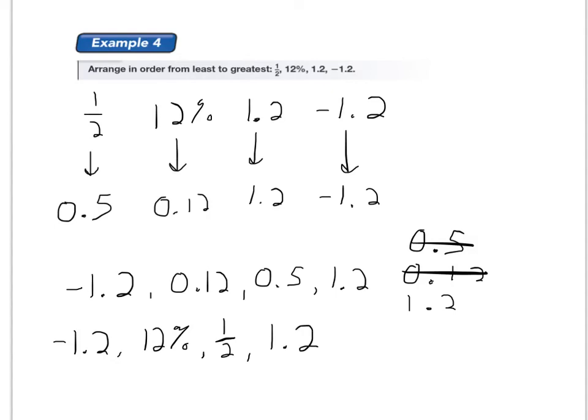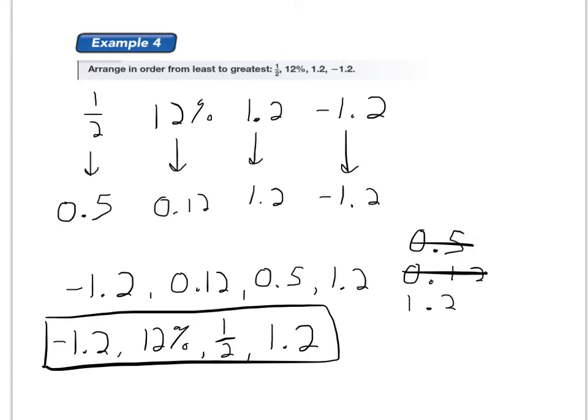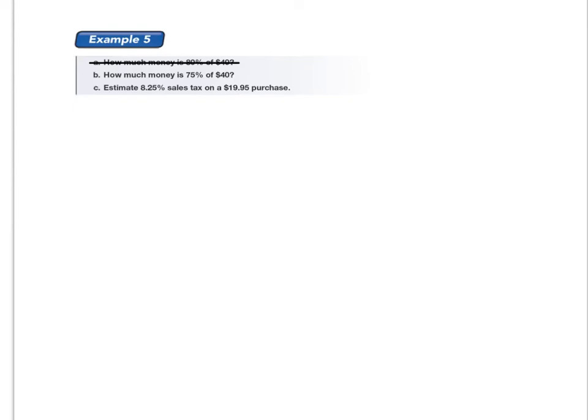Now again, some of you may be good at just knowing what order these go in. So if you just know it in your head, that's okay. I'm just giving you a method to use if you're not exactly sure what order those numbers should go in. Convert them to decimals, then put them in order, and then rewrite them in the order that they should go in. Okay? And we're on to the last example here.